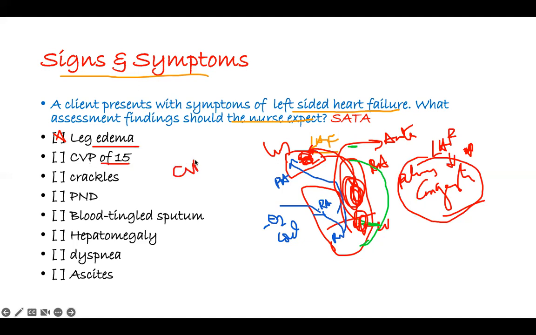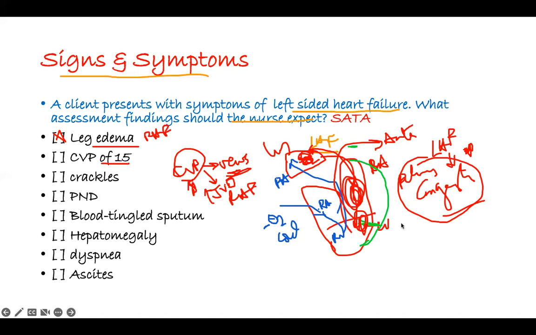When they say CVP, they mean central venous pressure. Central venous pressure means too much blood in your veins, and you see that by looking for their JVD. So central venous pressure means high JVD. This is right heart failure symptoms, the same thing as the leg edema.